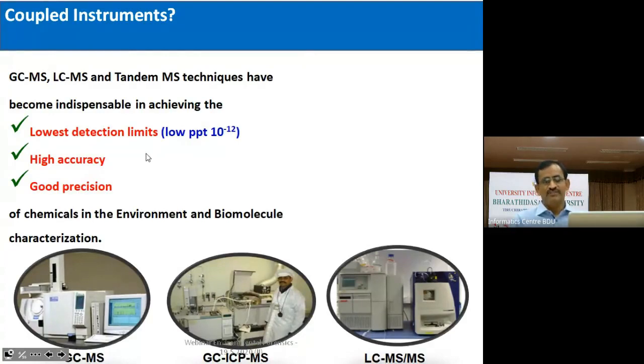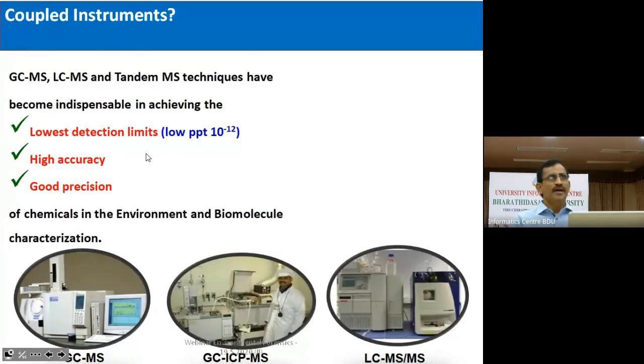Most environmental chemicals are at very trace levels, but at that level these contaminants cause health impacts in non-target organisms or even in the human system. Coupled instruments are two or more instruments coupled together for the purpose of identifying and quantifying chemicals. Here we use a gas chromatograph coupled with a mass spectrometer, or a liquid chromatograph coupled with a mass spectrometer, or we can use more than one mass spectrometer, which is called tandem mass spectrometry.